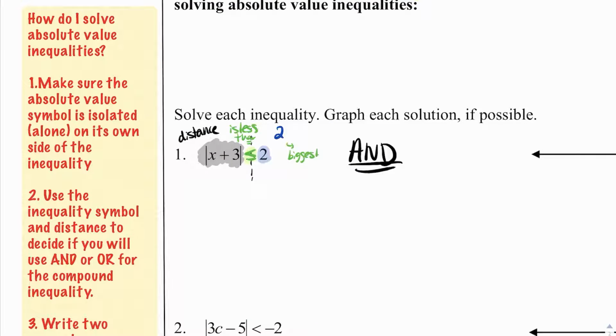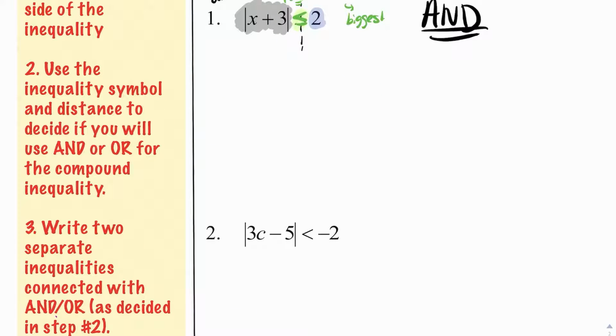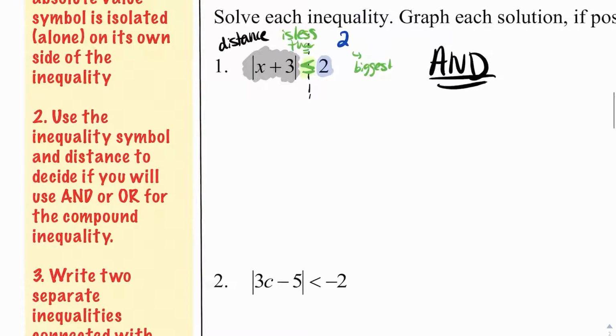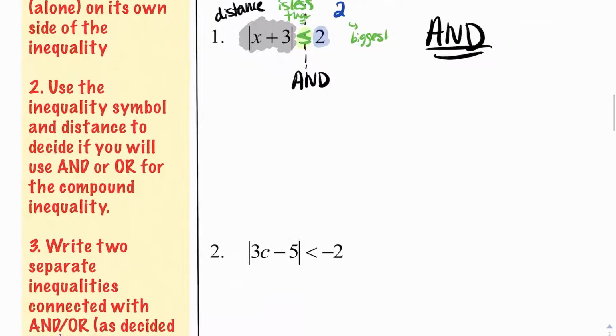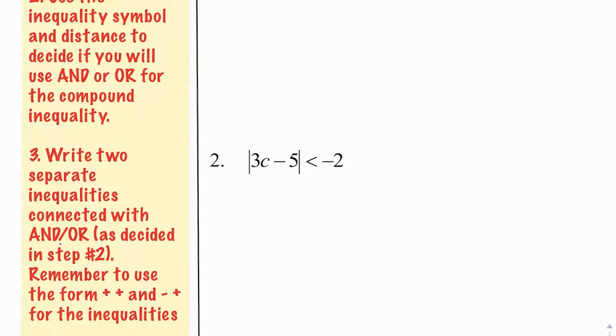So what we need to do then is write 2 separate inequalities connected with that word. I just like to put and in between them. Now, when we write those 2 inequalities, it's going to seem very similar to how we wrote 2 equations when we solved absolute value equations. We have our positive version and our negative version. So if you need to review that, please go back into 1.4 and find when we solved absolute value equations.